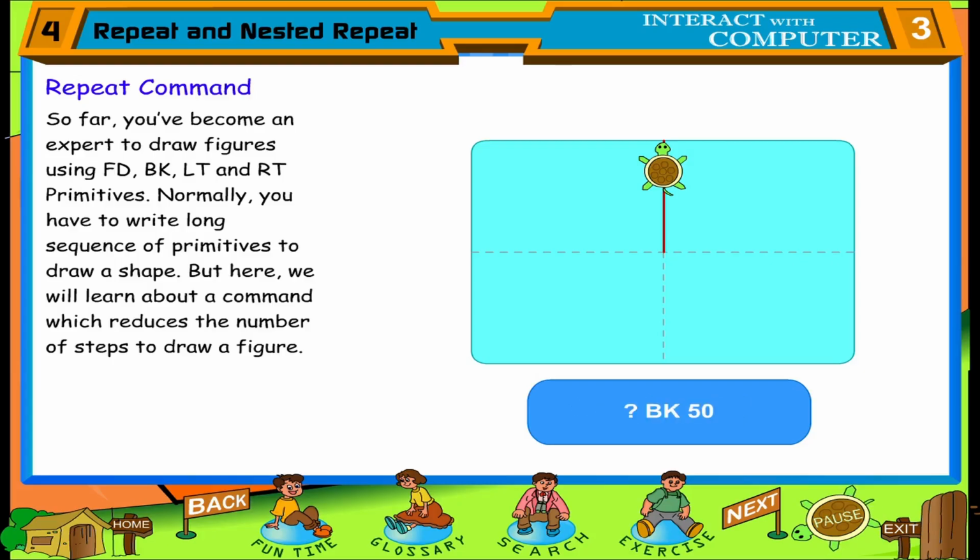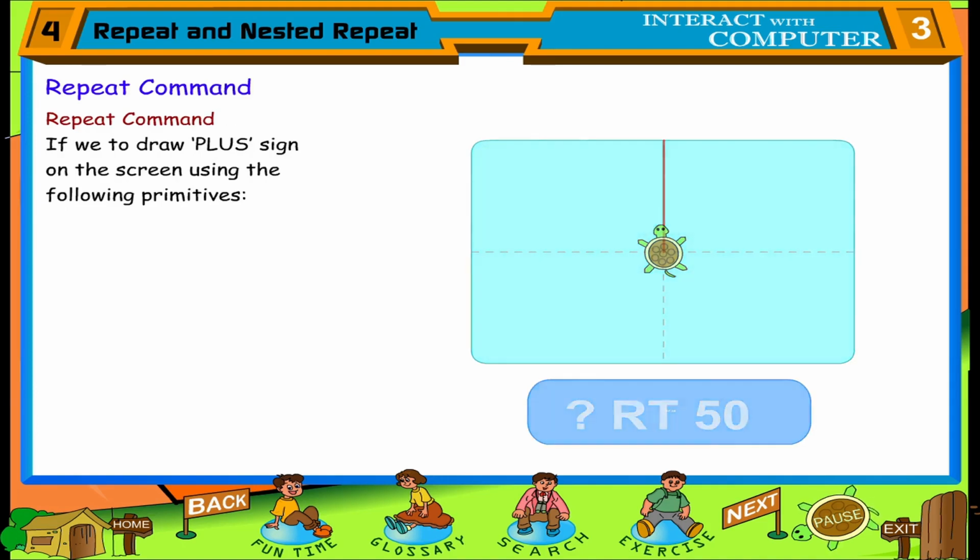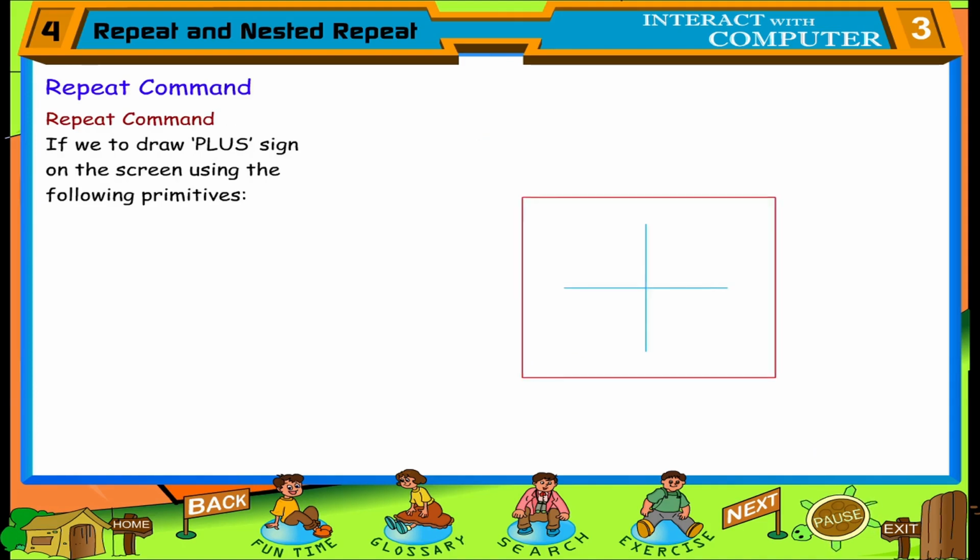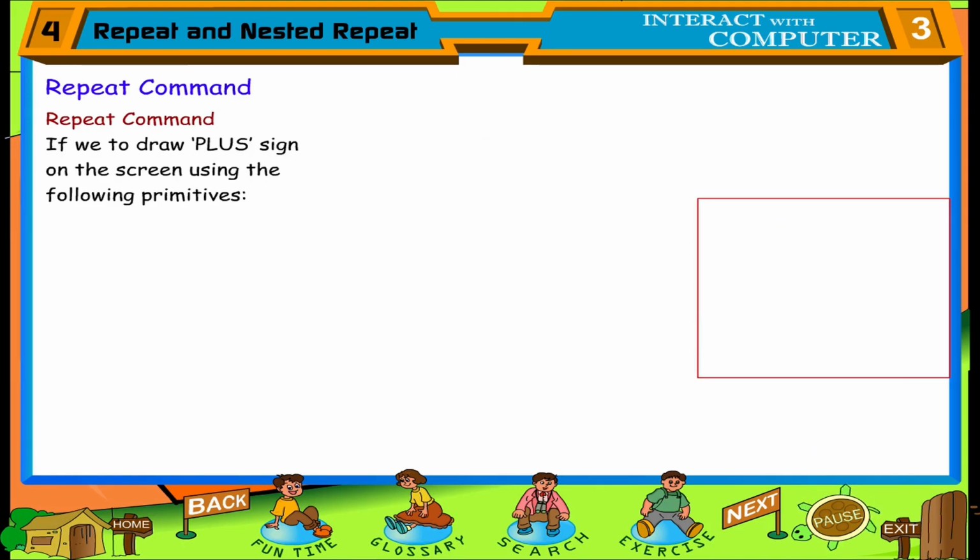So far, you've become an expert in drawing figures using FD, BK, LT and RT primitives. Normally, you have to write long sequences of primitives to draw a shape. But here, we will learn about a command which reduces the number of steps to draw a figure. Repeat command. If we draw a plus sign on the screen using the following primitives.